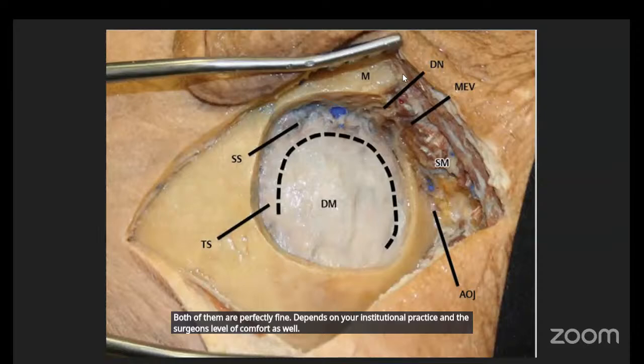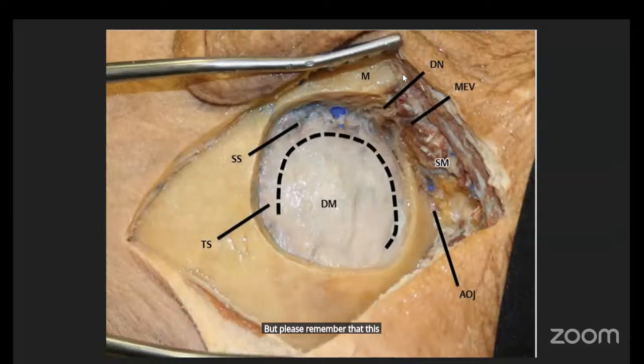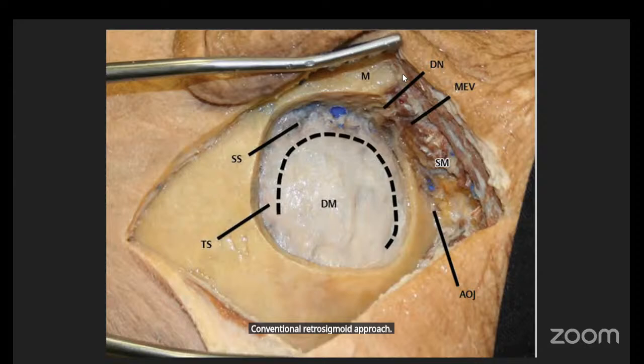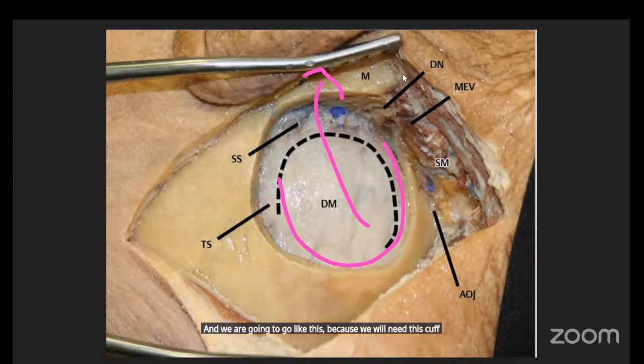But please remember that this is something we are discussing in terms of the conventional retrosigmoid approach. If you are doing the extended approach, then the flap is going to be based on the sigmoid sinus, and we are going to go like this because we will need this cuff around the sigmoid sinus to protect it.